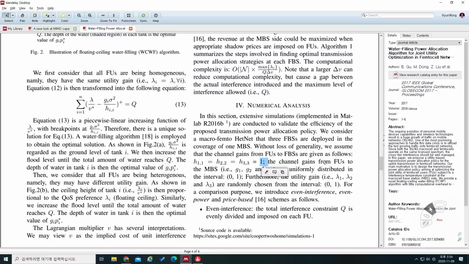The channel gains from FUs to the MBS, for example G1, G2, and G3, are uniformly distributed in the interval 0,1. Furthermore, the utility gains, for example lambda 1, lambda 2, and lambda 3, are randomly chosen from the interval 0,1. For comparison purposes, we introduce even interference, even power, and price-based [16] schemes as follows. Even interference: the total interference constraint Q is evenly divided and imposed on each FU.